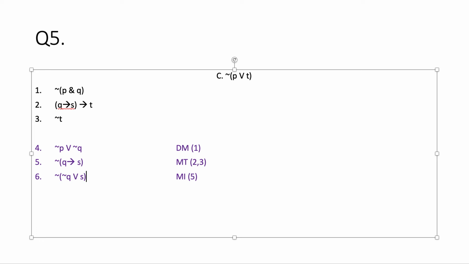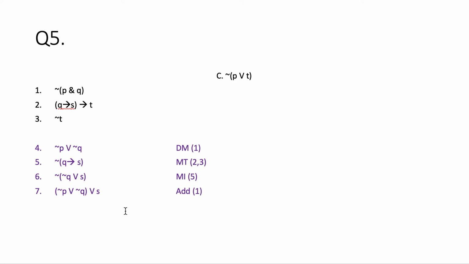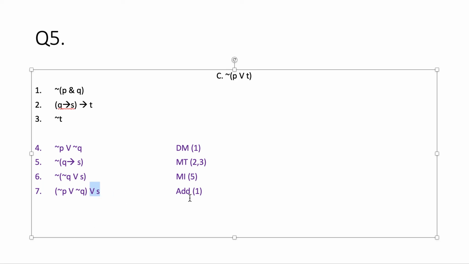Now, what can I do here? I have a disjunct of P or Q. I have a negated disjunct of not Q or S. What I'm going to do is add a not S. I'm going to use the rule of addition, and that shouldn't say line 1. That should say line 4. Because I've used the rule of addition on line 4 to turn this disjunction into one disjunct of a more complicated disjunction.